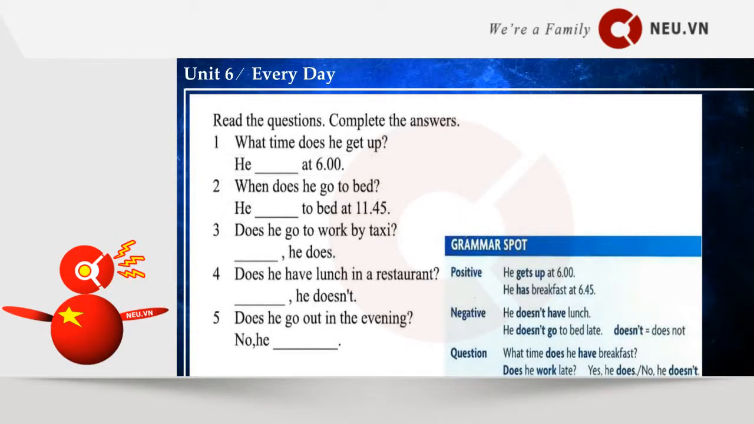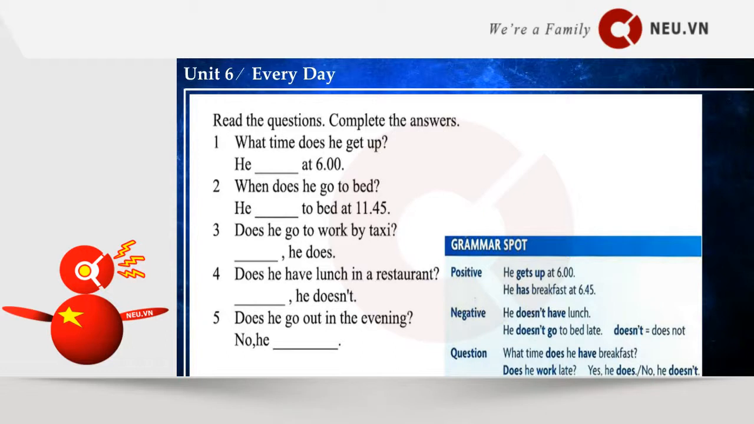Tape script 6.9. Questions and negatives. 1. What time does he get up? He gets up at 6. 2. When does he go to bed? He goes to bed at 11:45.